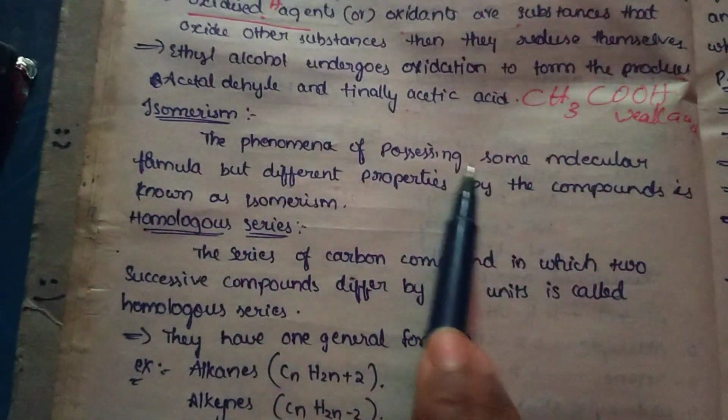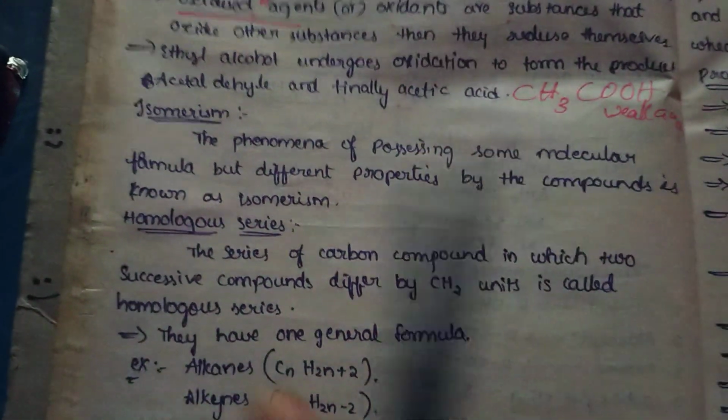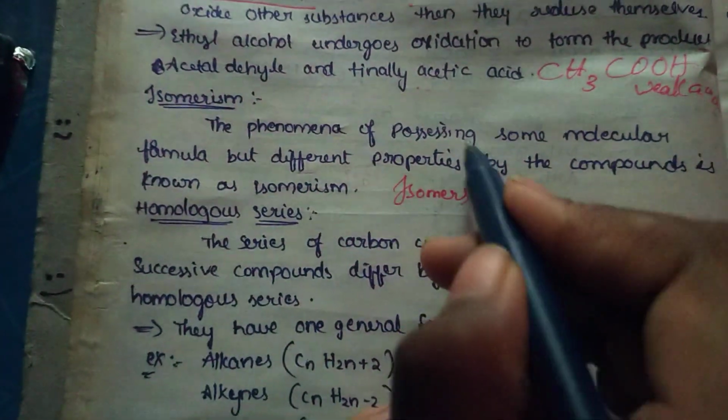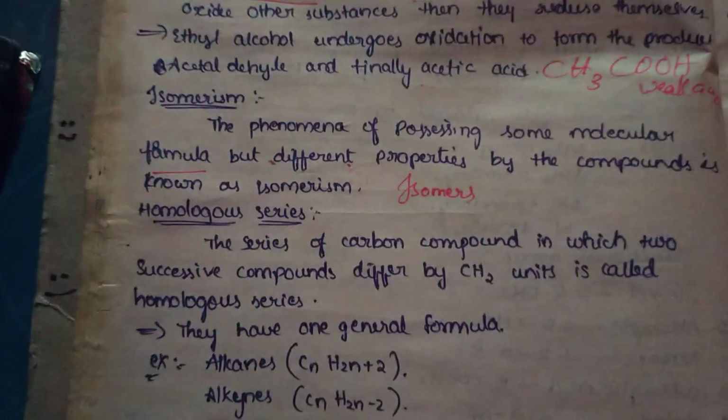Isomerism: the phenomenon of compounds possessing the same molecular formula but different properties is known as isomerism. Very important. Isomers are nothing but compounds with the same molecular formula but different properties.